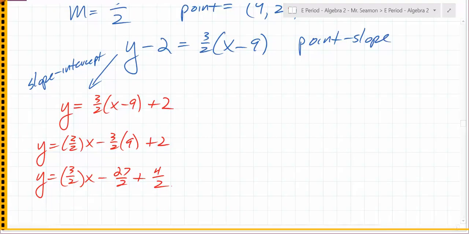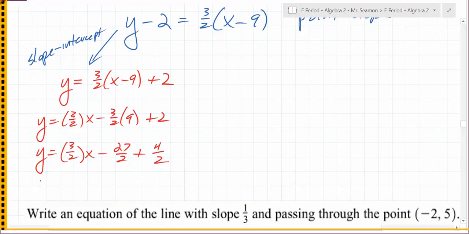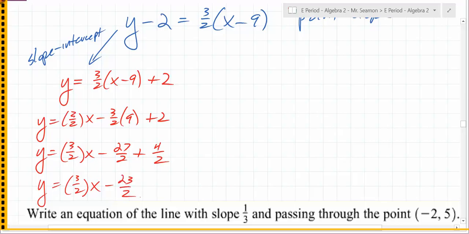You need a common denominator. So you have negative, what's negative 27 plus 4? Oh, come on, kids. You can do it. Correct. Awesome. So there it is.